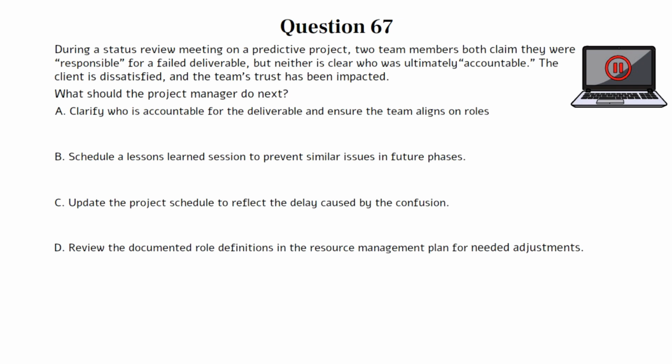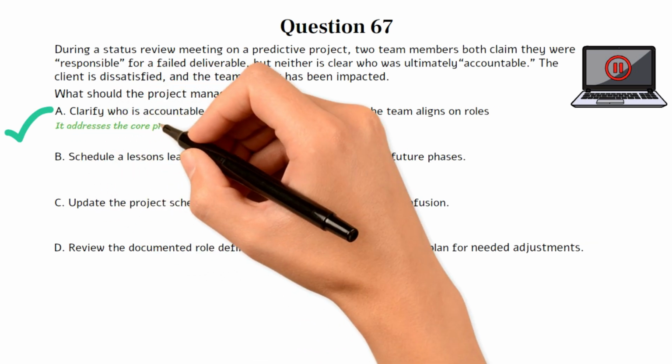The correct answer is A. This question tests your ability to interpret and act on responsibility assignment issues using a RACI matrix in a predictive environment. When confusion exists over who is responsible versus accountable, the project manager must immediately clarify ownership to avoid further breakdowns. Choice A is the best option because it addresses the core problem, unclear accountability.